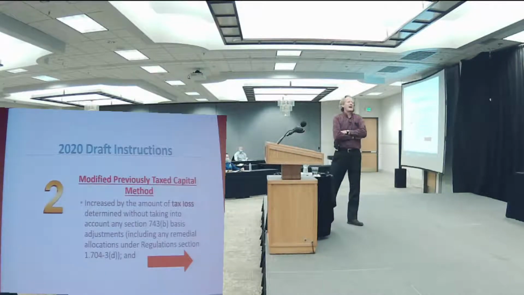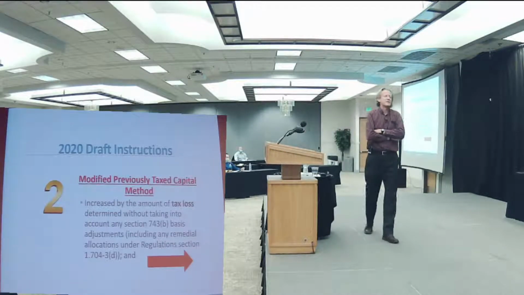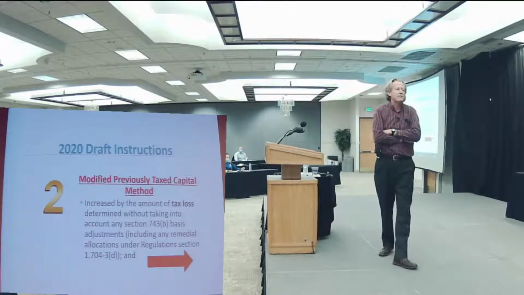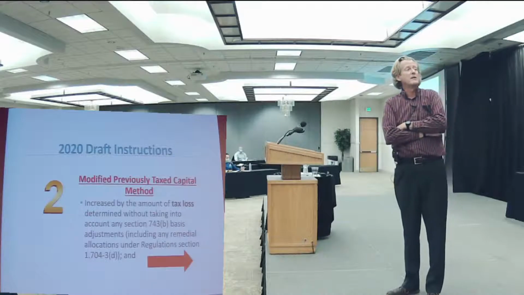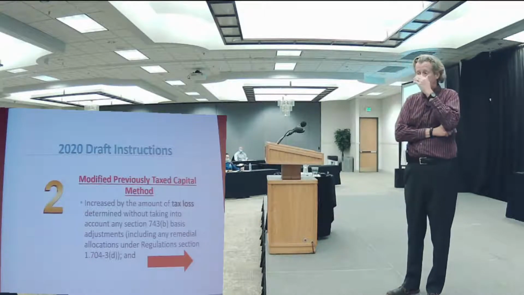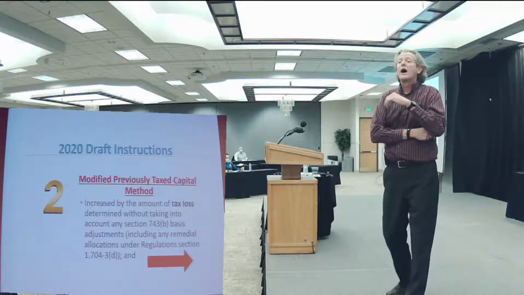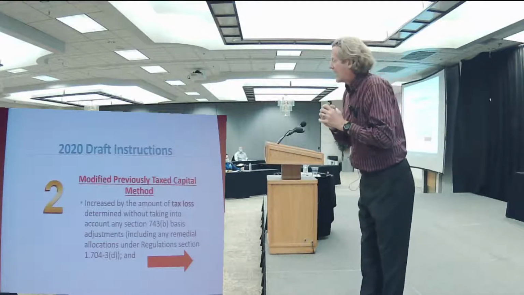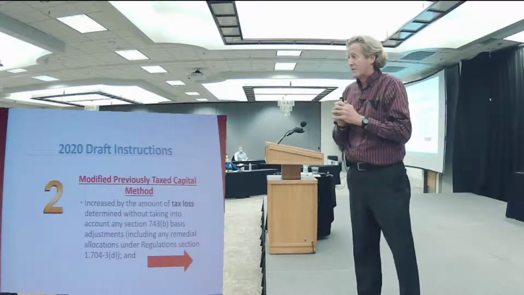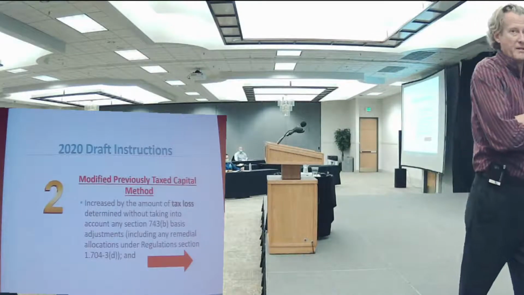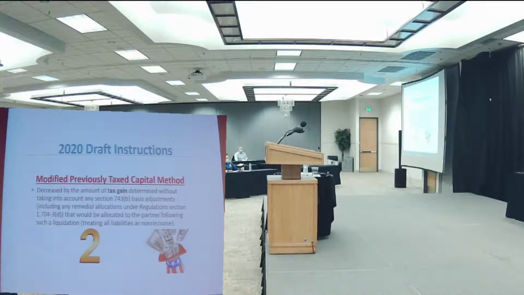Increased by the amount of tax loss determined without taking into account any 743 basis adjustments. Don't even begin to ask about those remedial allocations under the 704 regs. Oh gosh. There is not enough Tylenol in the building to get us through that conversation on a Friday afternoon, okay? Oh man, that's ugly stuff. Decreased by the amount of gain determined without taking that into account that would be allocated to your partner.